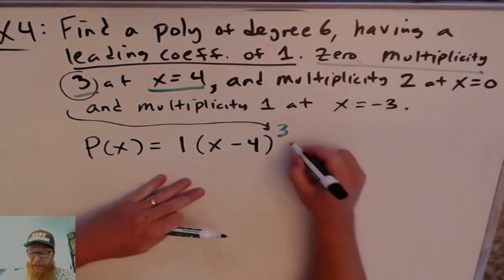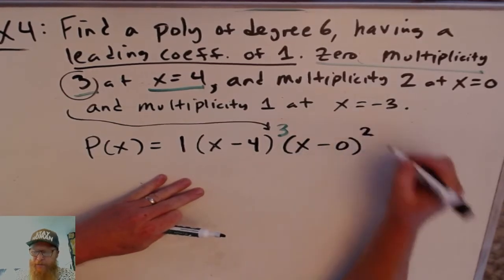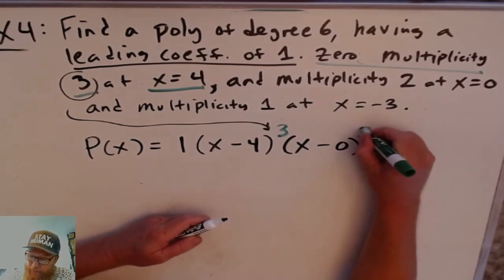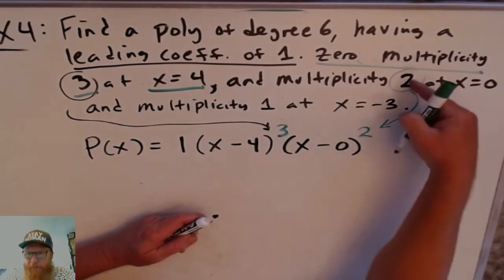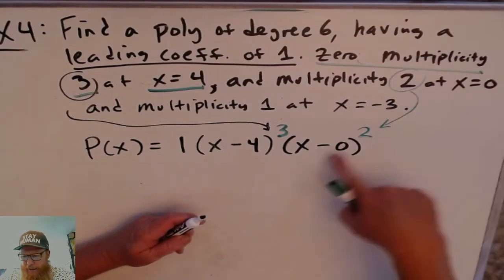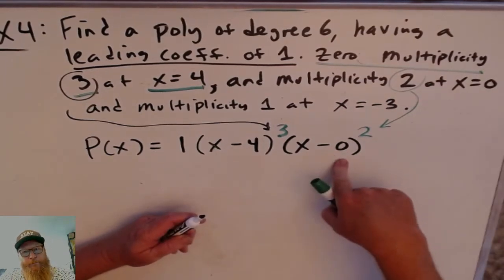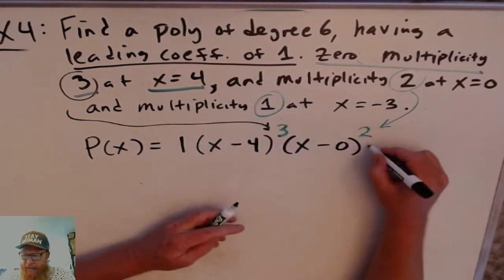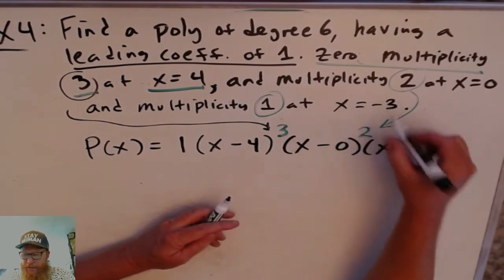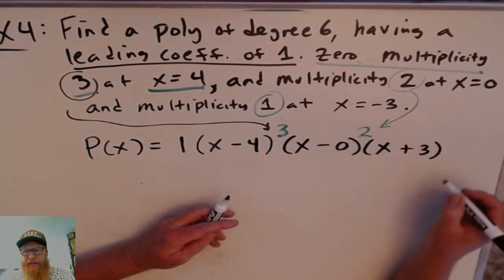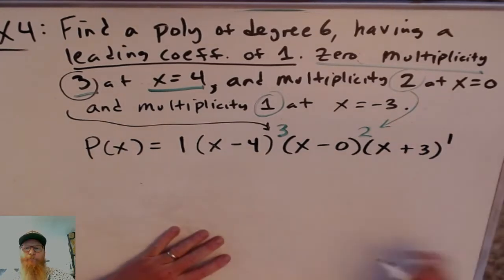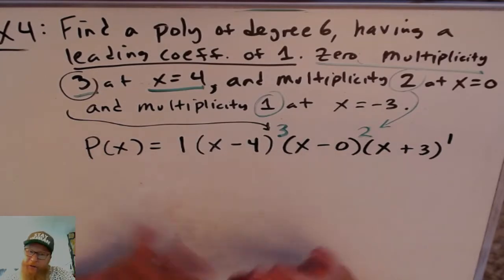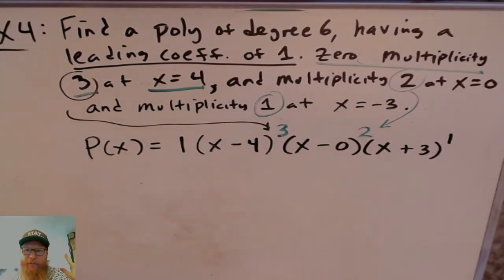Multiplicity 2 at 0. Here, I'll use the color coding, I don't know if that makes it any easier to follow. So multiplicity 2, that's the power of 2. And then 0 is the factor, x minus 0. And then multiplicity 1 at -3. So remember, when your zero is a negative, your factor is a positive, multiplicity 1. This is your answer. If you're doing your homework and you just want to move on to the next problem, you could certainly type it in this way.